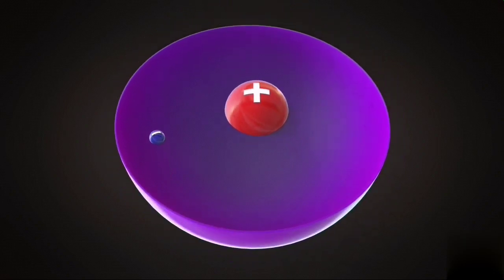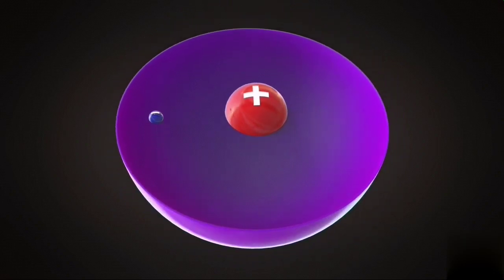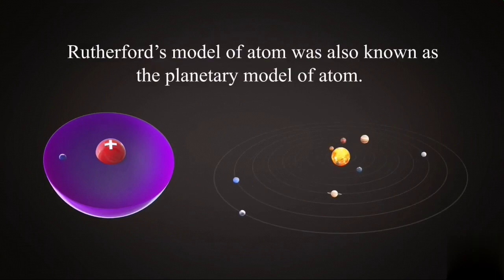This model of atom is also called the planetary model of atom, as the nucleus of the atom can be compared to a miniature sun, and the electrons revolving around the nucleus can be compared to the planets revolving around the sun.